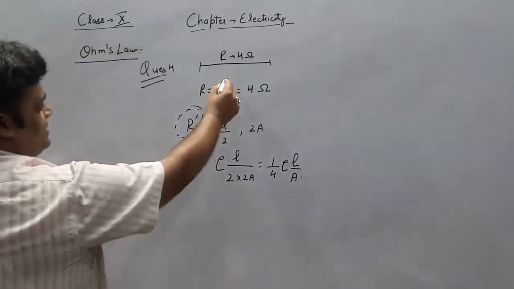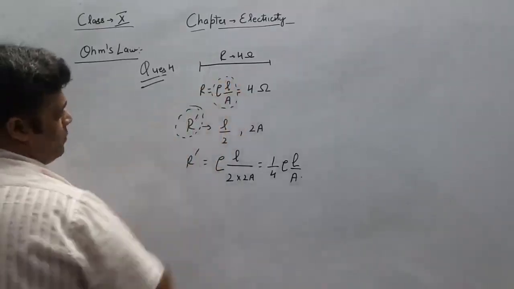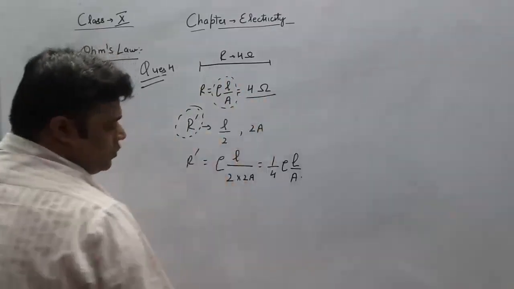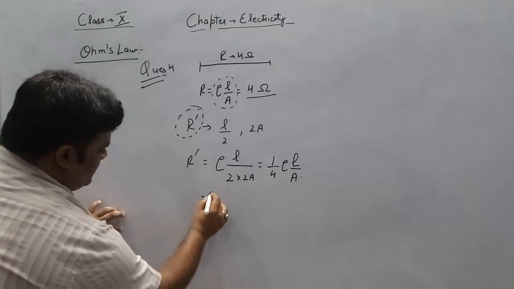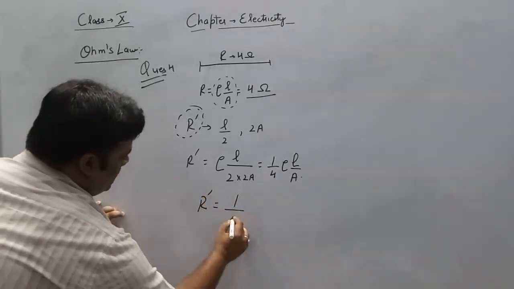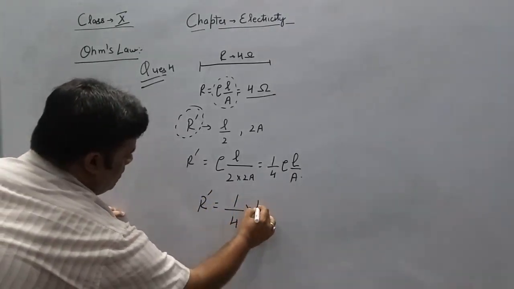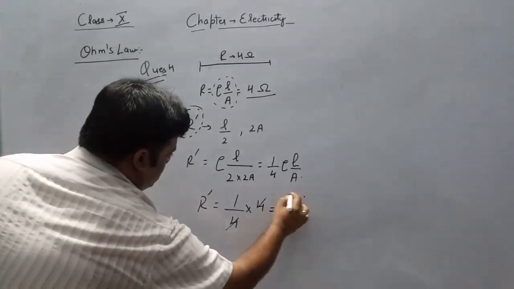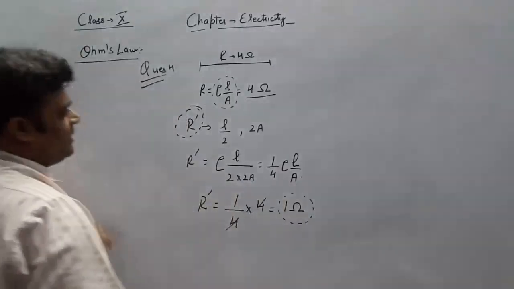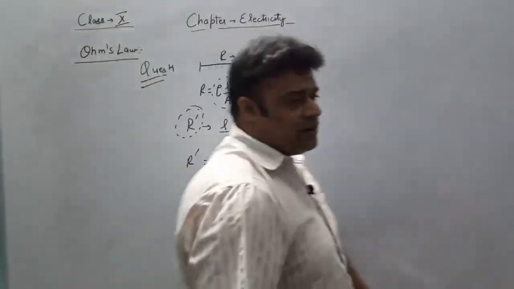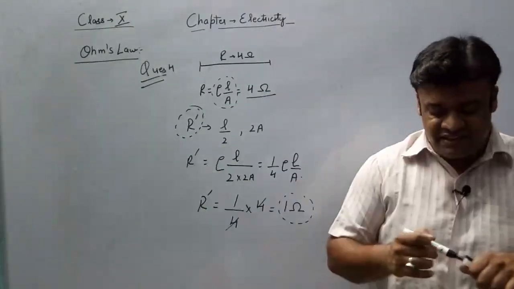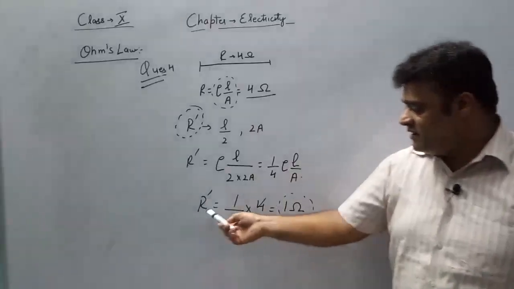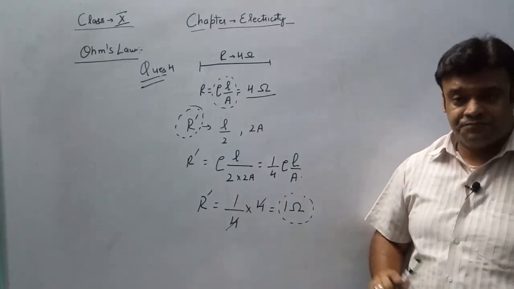Now, resistance is equal to rho L upon A and resistance of that wire is 4 ohm. So the new resistance of that wire will become 1 upon 4 multiplied by 4, that is 1 ohm. Now, this is an important numerical related to resistivity.